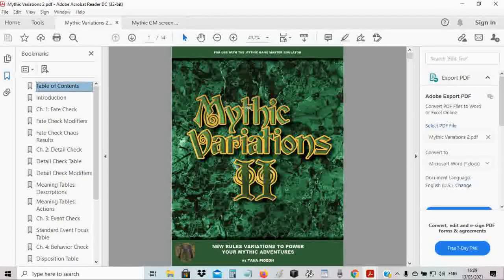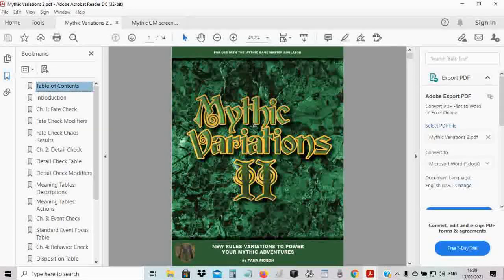Anyway, this time around we're going to discuss Mythic Variations 2, a part of a series about the Mythic GM emulator and its books. Now, I've discussed this before. This is where, if you have a tabletop role-playing game and you don't have a GM, or your GM is just too lazy to GM for you, you can use this system.